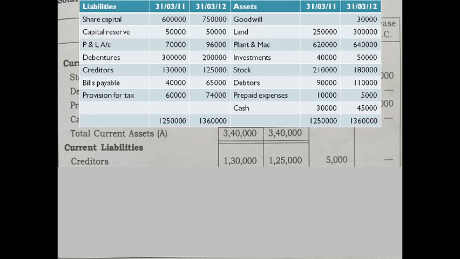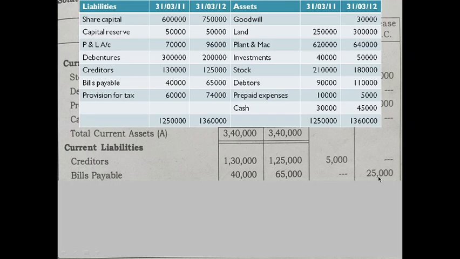After creditors, you have to record bills payable. Bills payable in the opening it is 40,000. In the closing it is 65,000. So there is an increase in the value of bills payable. Whenever there is an increase in current liability, it has to be shown in the decrease in working capital side.